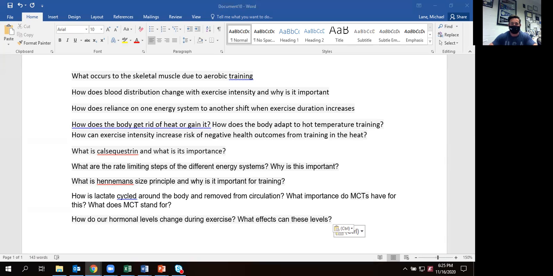Henneman's size principle, and why is it important for training? Now remember, that is going to be how we recruit those muscle fibers. So we are always going to start off with those slow twitch fibers that are going to motor units that are going to contract a smaller number of slow twitch fibers. And then we're going to get into those bigger type 2 motor units that literally contract more fibers at the same time and more powerful.